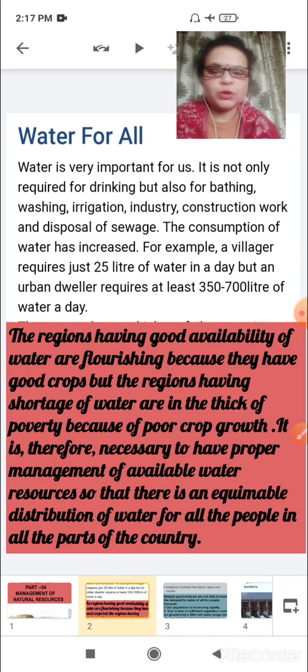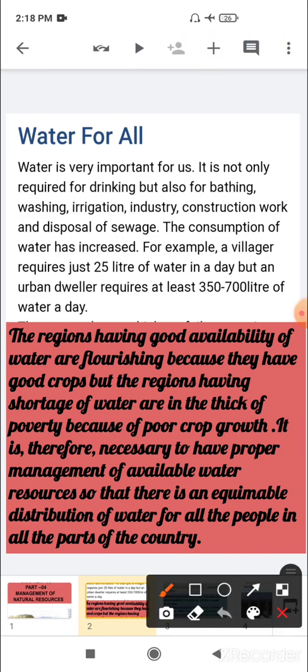Water is, as you all know, very important for all living organisms. It is not only required for drinking but also for other areas like bathing, washing, irrigation, industries, construction work and disposal of sewage. So the consumption of water has increased due to the demand of its various functions. For example, a villager requires just 25 liters of water in a day, but in urban areas, people require at least 350 to 700 liters of water a day.